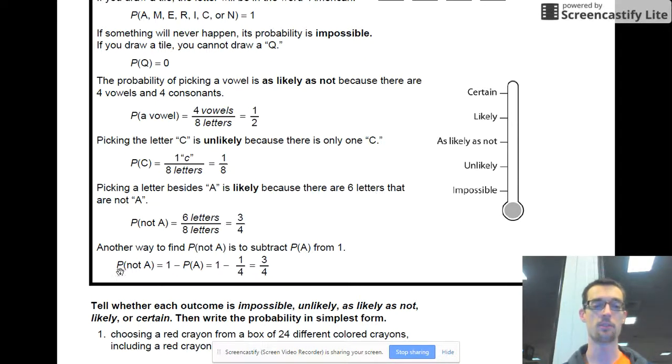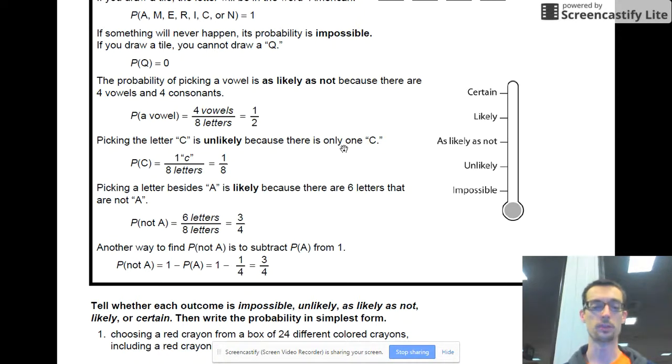So on this, it says the probability of A not happening, right, is 1 minus the probability of A happening. So 1 minus the probability of getting an A is 3/4. Okay.